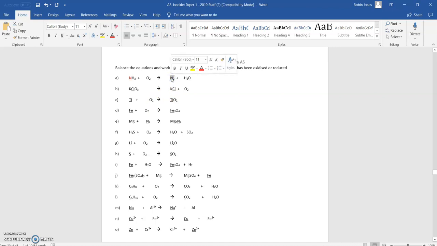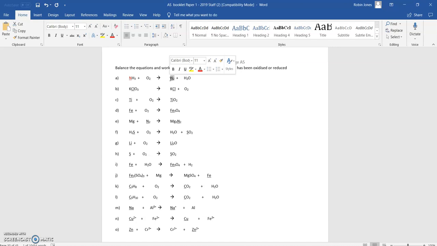On the right-hand side, it's on its own. It's not bonded to anything. It's not lost or gained electrons. It's 0. So it's gone from -3 to 0. Now, for the non-mathematicians, is that going up or down? Think of temperature. The temperature outside in the morning was -3. It's now 0. Has it got hotter, colder? Has the temperature gone up or down? If it's gone from -3 to 0, it's gone up.